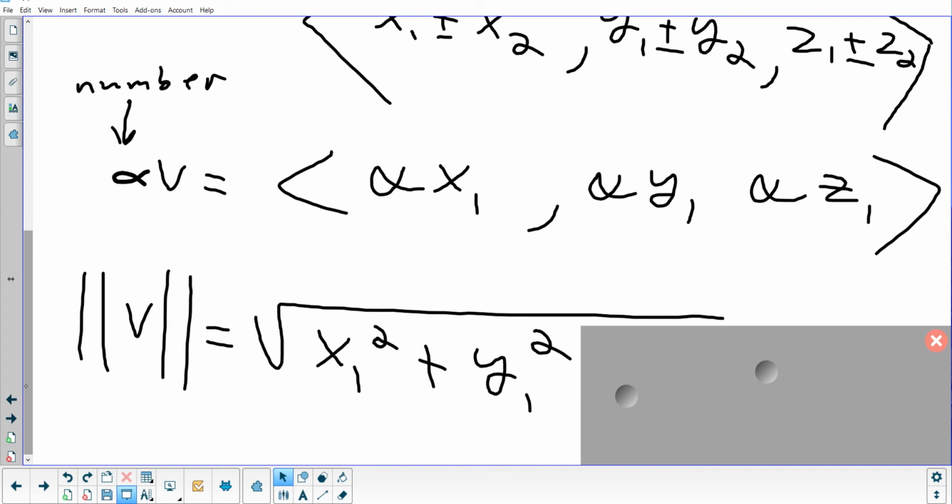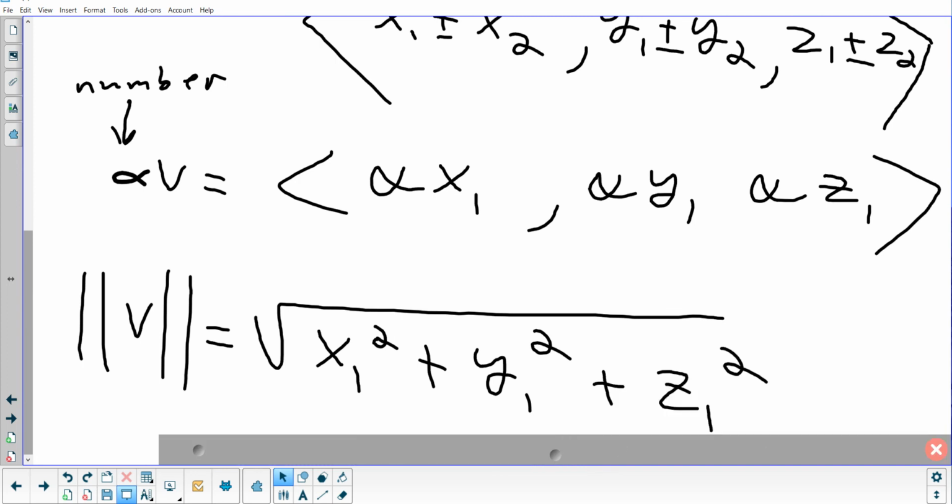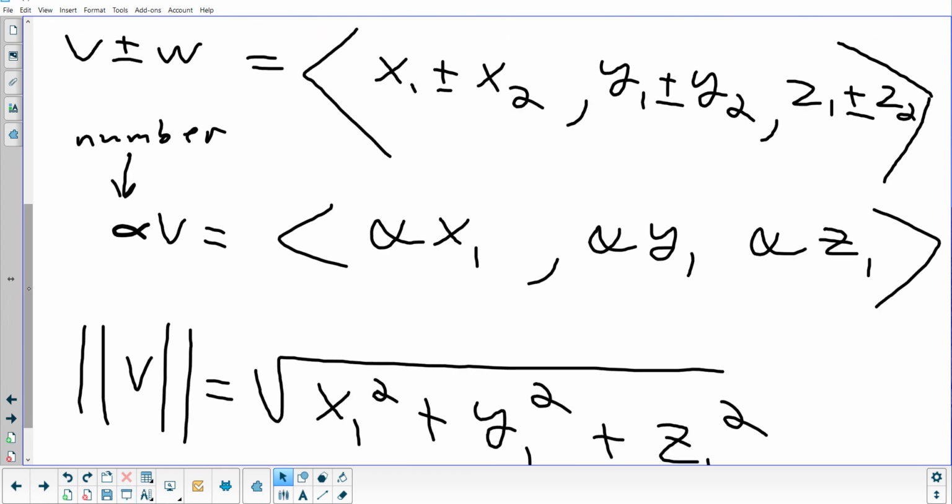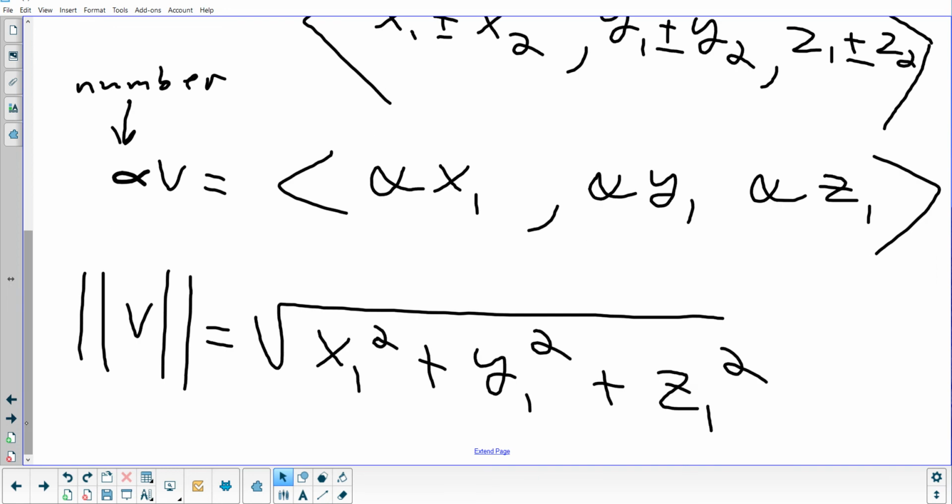Okay, now let's make it 3D. To take the formula we had on Tuesday and make it 3D, what do you think is going to be the last thing that you put under the square root? Yep. Plus z1 squared. We're going to do it one more time. Plus z1 squared. So this is how you find the length of a three-dimensional vector. Square each component, add them all up, and then take the square root. Any questions on those formulas in 3D? Let's try a couple of those.